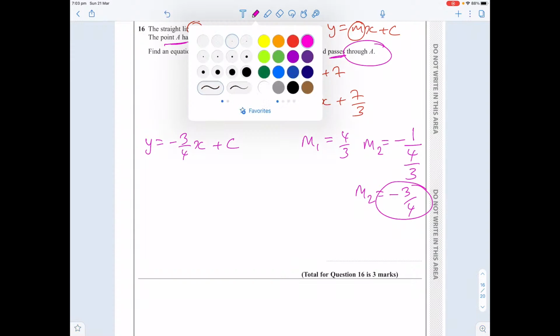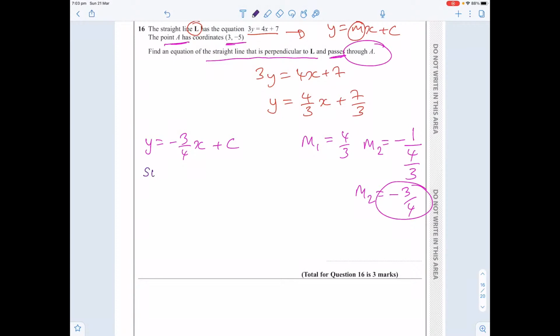Okay, so we are going to sub A, 3, minus 5, into this. So our y is going to be minus 5, is equal to minus 3 over 4, and our x is going to be 3, plus c. And this is a calculator paper, so do bear this in mind. You don't have to do this without a calculator.